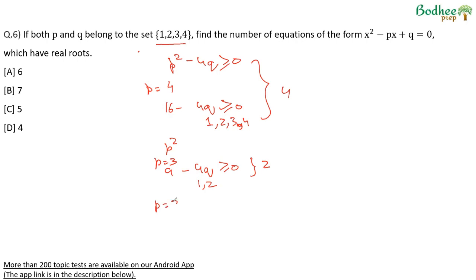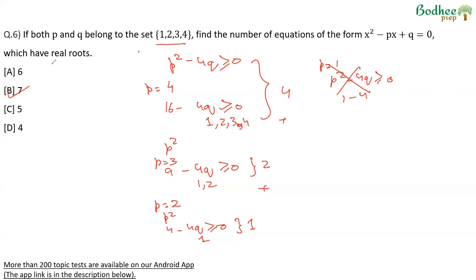If we take p equal to 2, p² becomes 4, so 4 − 4q is greater than or equal to 0. Only possibility for q is 1. So one solution here. If we take p equal to 1, p² − 4q will be 1 − 4q. Any value of q will make this negative, so this will never be greater than or equal to 0. So no solutions. Total number of solutions is 4 plus 2 plus 1, which is 7.